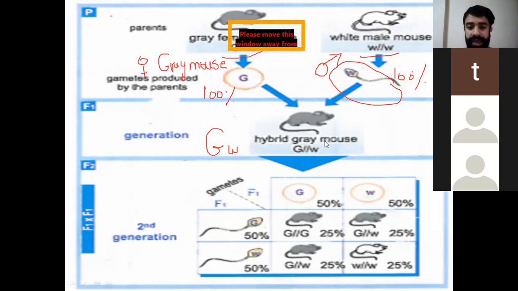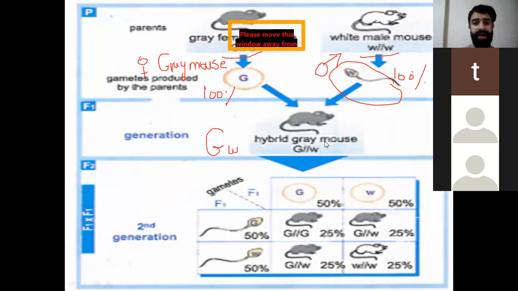After crossing a gray female mouse with a white male mouse, all the F1 generation were gray. So the gray allele, and pay attention, you don't say the gray skin color is dominant over the white skin color. The gray skin color allele is dominant over the white skin color allele, which is recessive. And we also have to mention here that the parents are pure. This way, we can identify whether the allele is dominant or recessive.